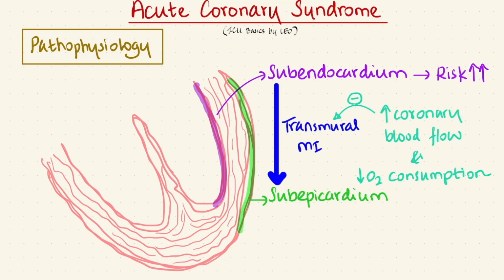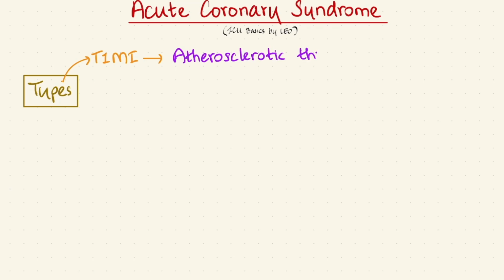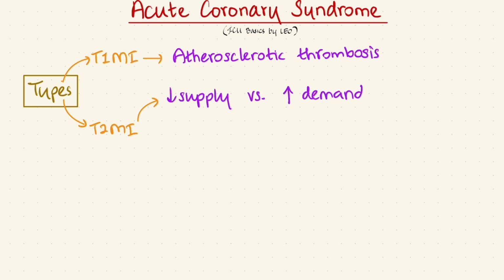After the pathophysiology, I would like to discuss the types of myocardial infarction. Basically, myocardial infarction is the death of cardiac myocardial cells due to the consequence of myocardial ischemia. We call it type 1 MI if the myocardial ischemia is caused by atherosclerotic plaque disruption with thrombosis, as I mentioned earlier. Type 2 MI occurs when myocardium is injured by ischemia due to coronary blood supply and demand mismatch.